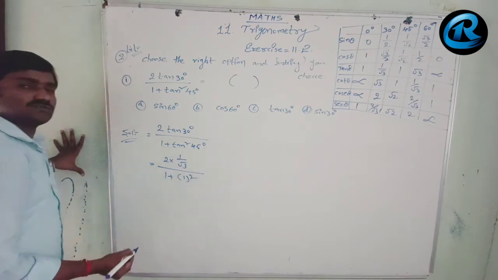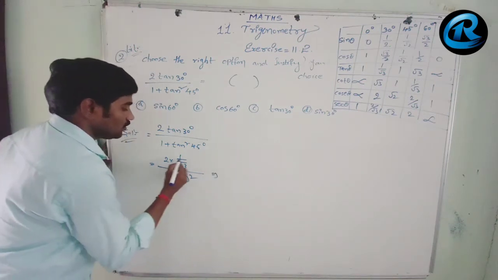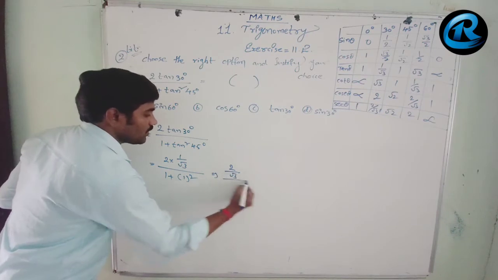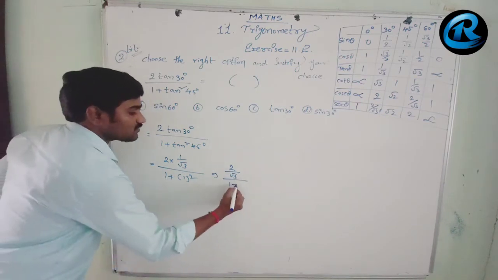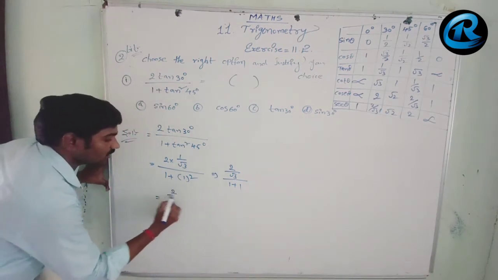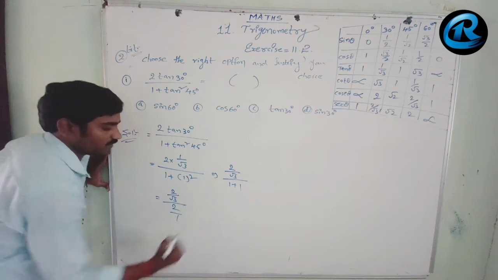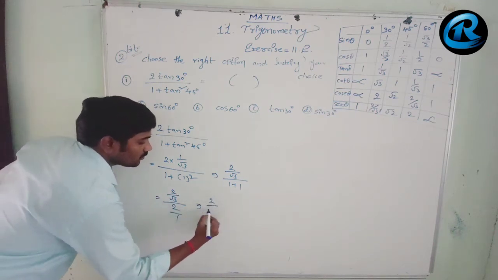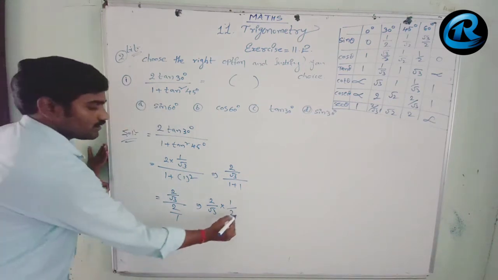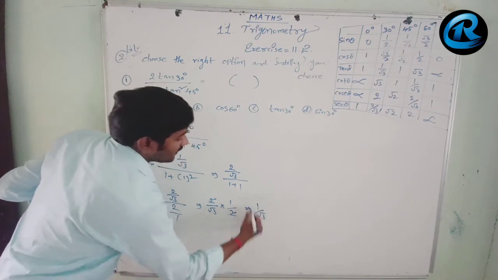Tan 45 is 1, tan square, so 1 square. So we get here 2 into 1, that is 2 by root 3, whole by 1 plus 1 square value is 1. So that can be written as 2 by root 3 whole by 1 plus 1 is 2. 2 can be written as 2 by 1. Now it can be written 2 by root 3 into 1 by 2. Here 2 gets cancelled, that equals 1 by root 3.